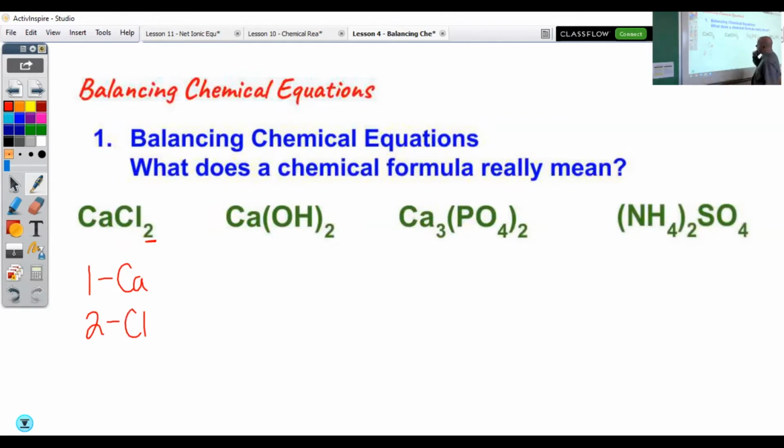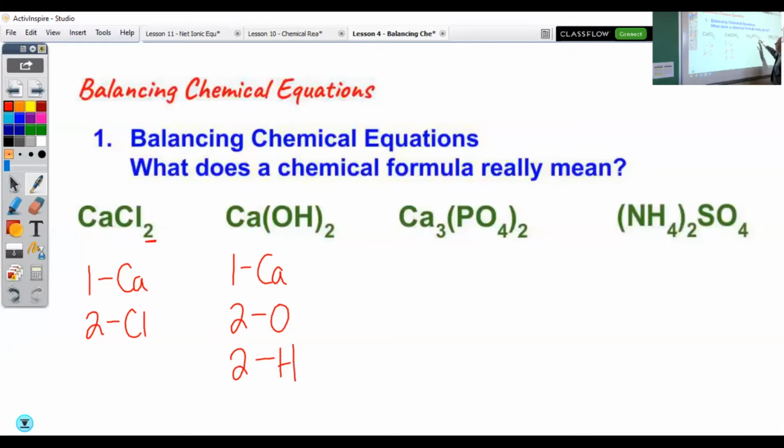When I move on and take a look at calcium hydroxide, keep in mind this 2 and these parentheses are around the OH. So I still have just one calcium here, but now taking into account both our parentheses and our 2 subscript, I have 2 oxygens and 2 hydrogen atoms.